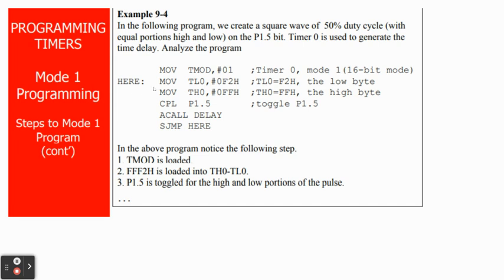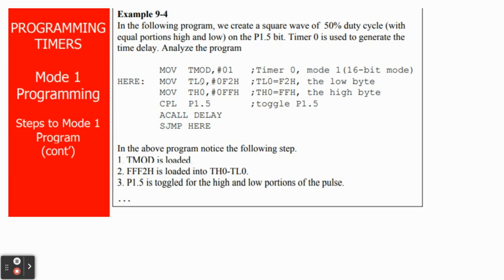Now, let's say this is the command MOV TL0, #0F2H. So we are moving the value F2H to TL0. F means 1111 and 2 means 0010 in binary. So we are moving this number to TL0.